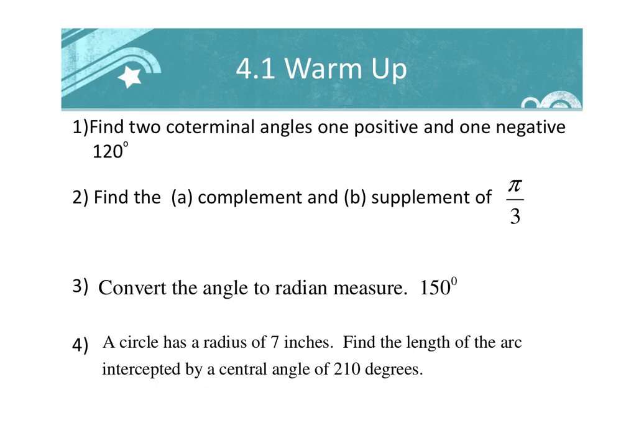So if I'm trying to find a coterminal angle in degrees, what do I do? Good. I'm going to add or subtract 360, right? So if it starts as a positive 120, I want to add 360, and I get 480 degrees. That's my positive coterminal angle. And if I want to find my negative coterminal angle, what are you going to do? Subtract. Good. Subtract 360. So I'd get negative 240.